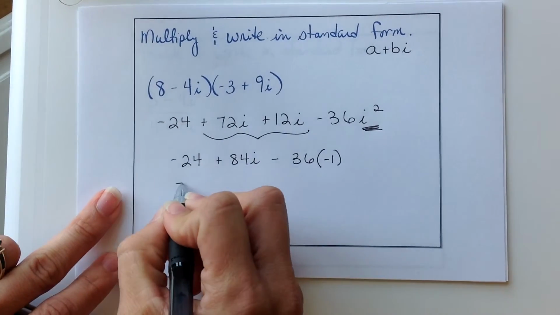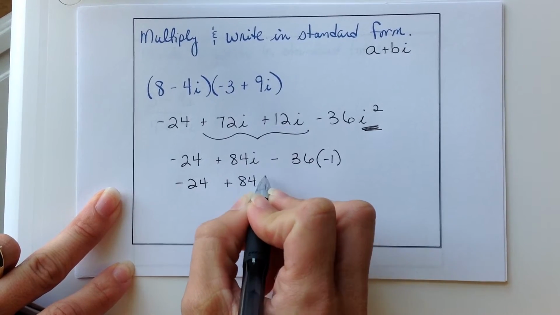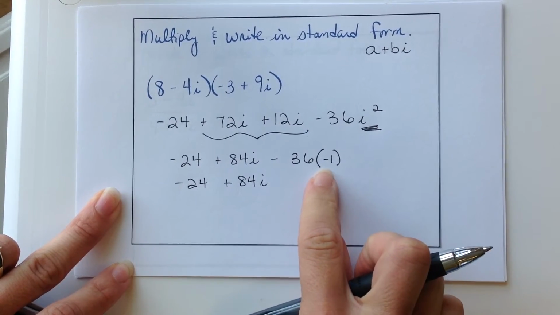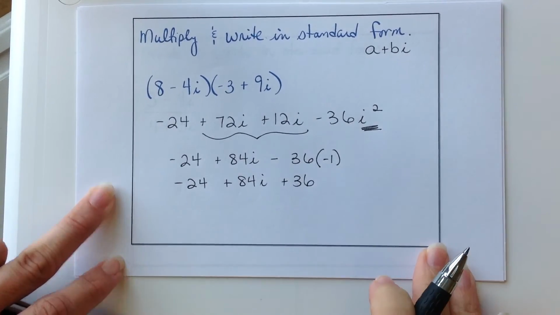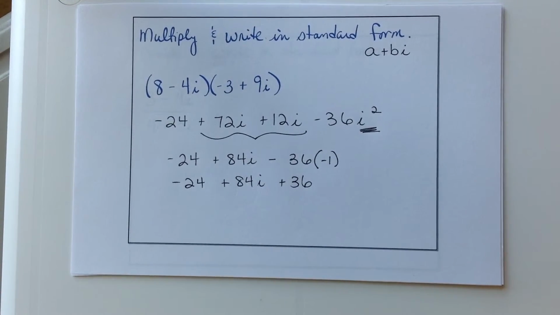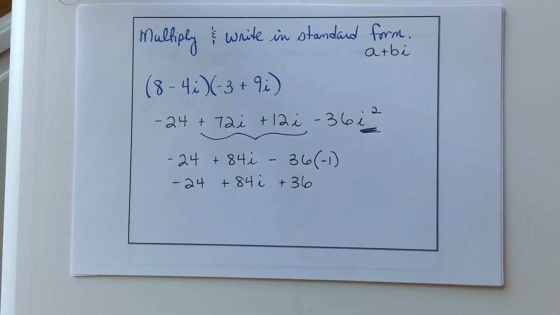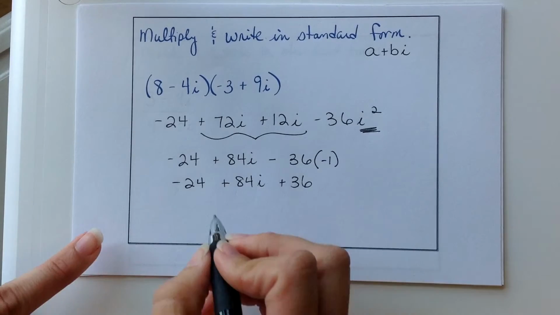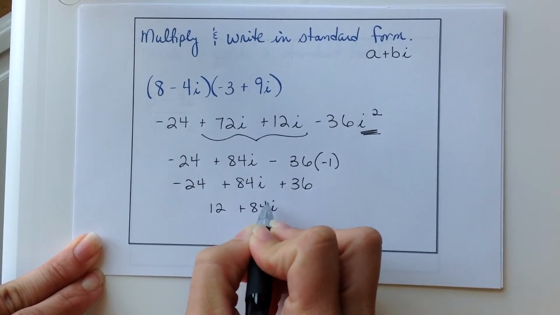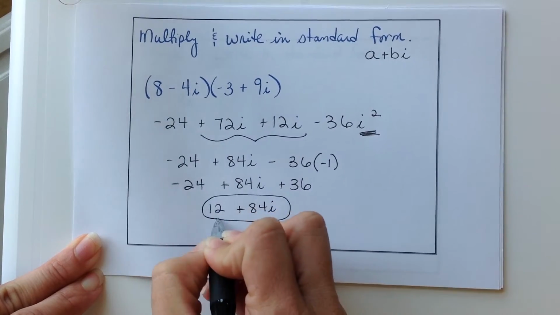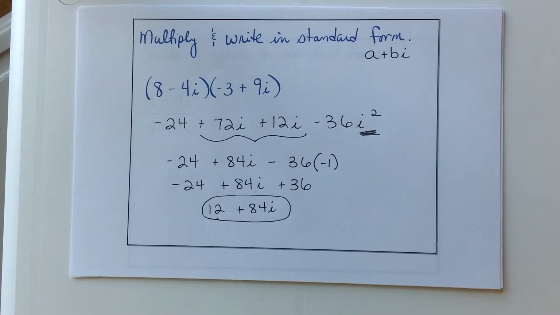Okay, so I've got -24 plus 84i, and then you do the multiplication here, that's going to end up giving you a positive 36. Okay, now last step, you do have these two just being real numbers, so you can combine those together. So that's going to give us 12 plus 84i. So this is your final answer, and it is written in the standard form that was asked of you.